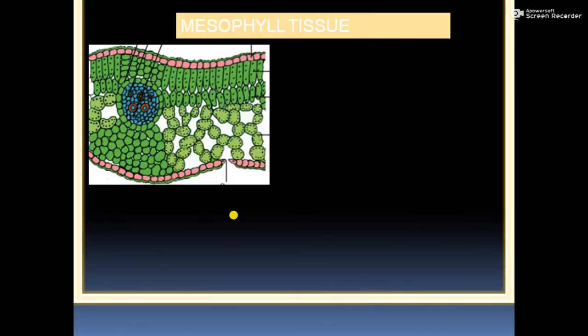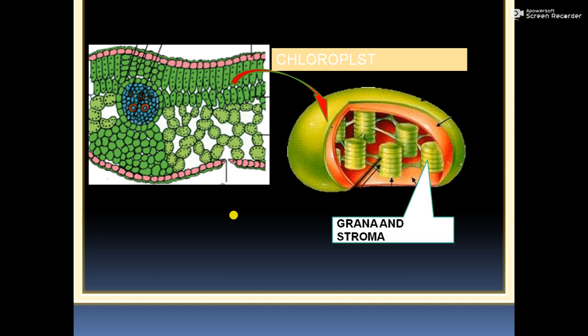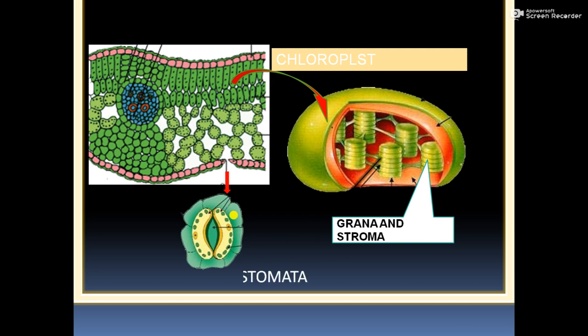So mesophyll tissue is the place where the chloroplast is, and the grana and stroma do the main task of capturing the solar energy. And in green leaves we also have stomata that allow carbon dioxide to enter and oxygen to come out.